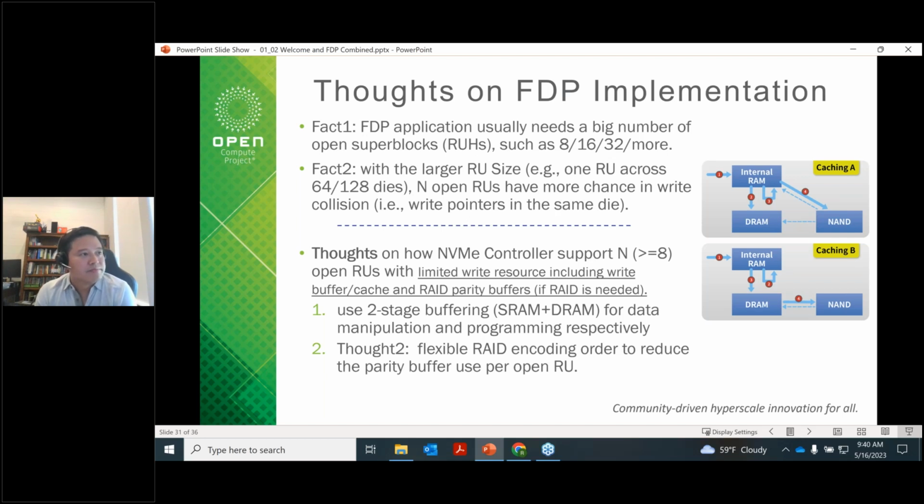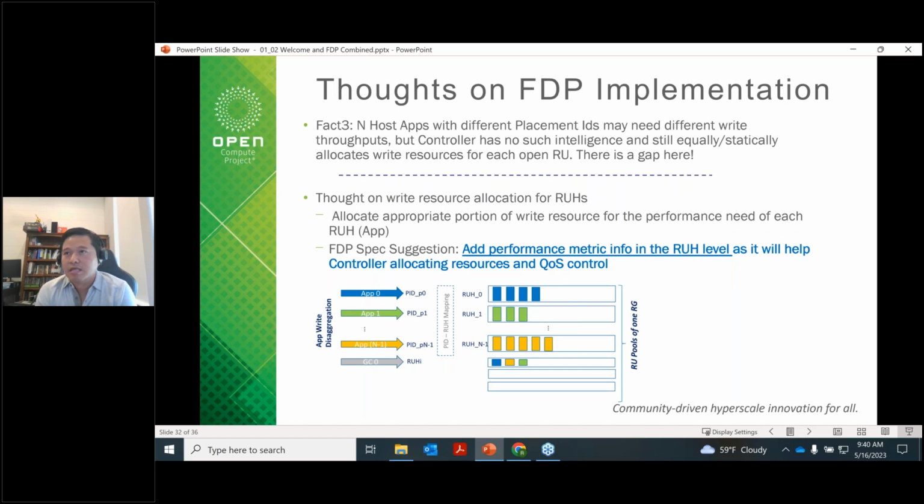Go to the next page. Yeah, another fact is that multiple host applications with different placement IDs may have different write throughput or performance requirements, right? But the controller has no such intelligence, and usually it equally or statically allocates write resources for each open RU. Actually, we can see there's a gap here.